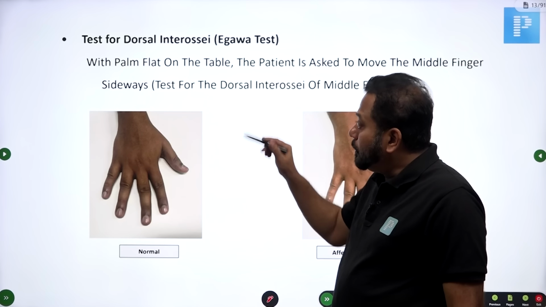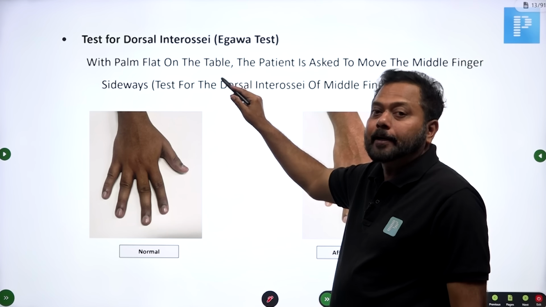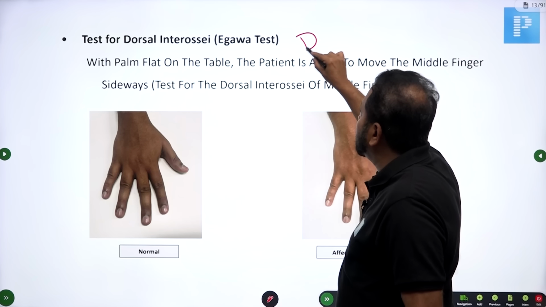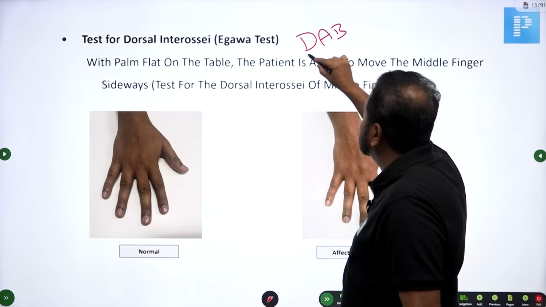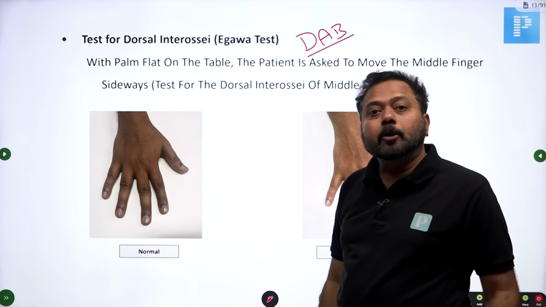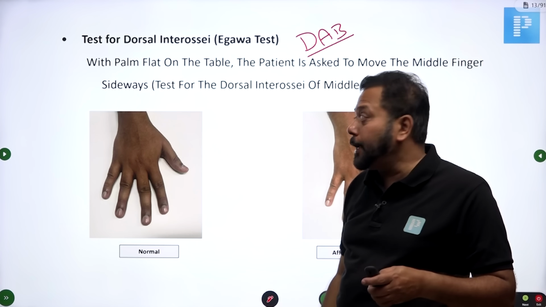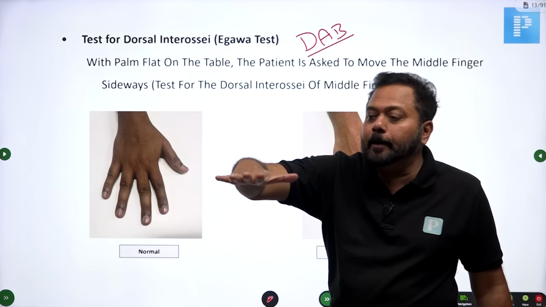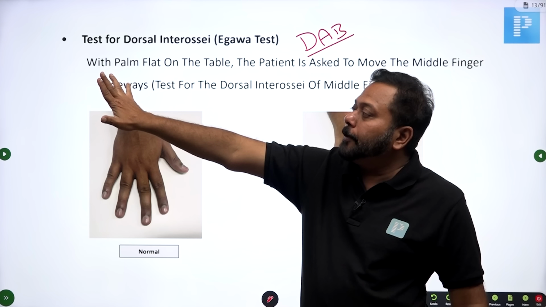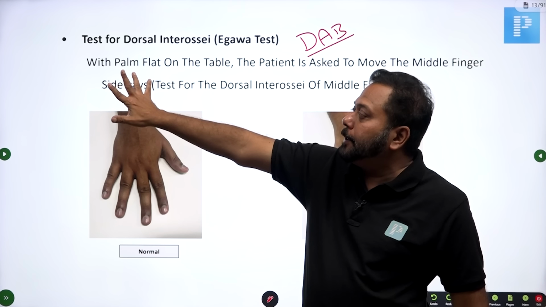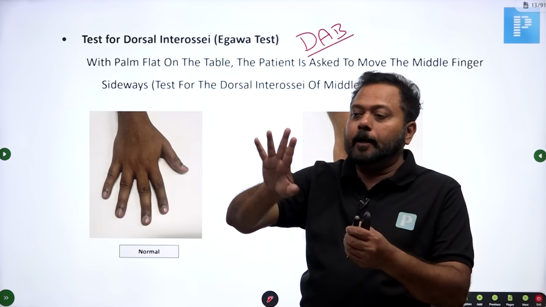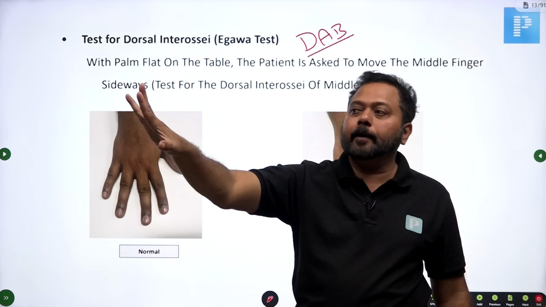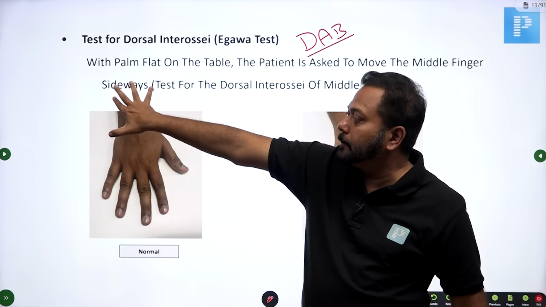The other way around, dorsal interossei can be tested by Egawa test. The function of dorsal interossei is abduction. That is why dorsal interossei DAB, abduction. This is the mnemonic, DAB. Dorsal interossei abduction, palmar interossei PAD, adduction. So for dorsal interossei, ask the patient to put his finger over a table. You ask the middle finger to sway between the index and the little finger like this, abducting the middle finger towards the ring finger and towards the index finger.